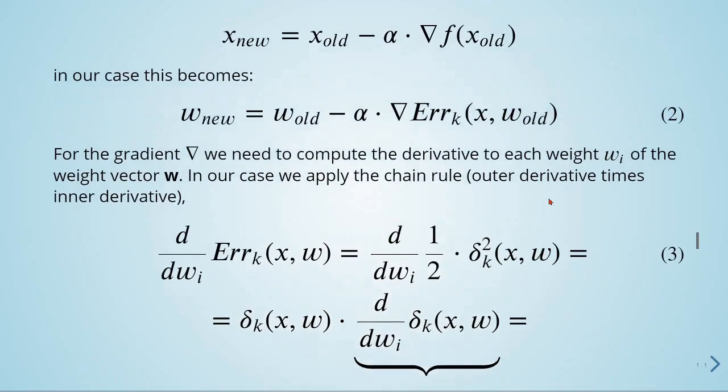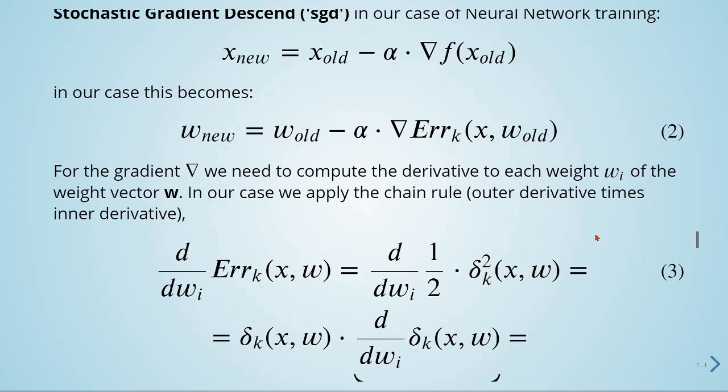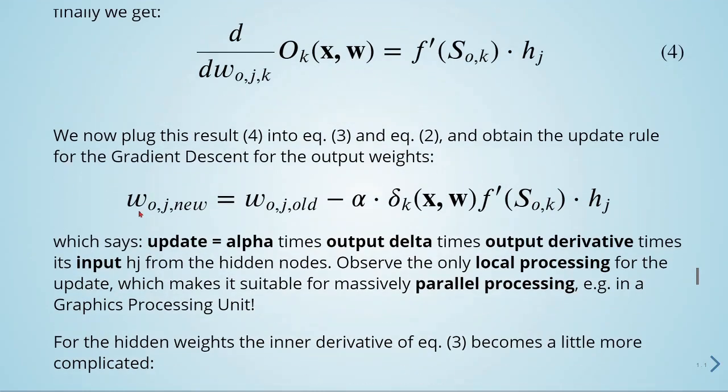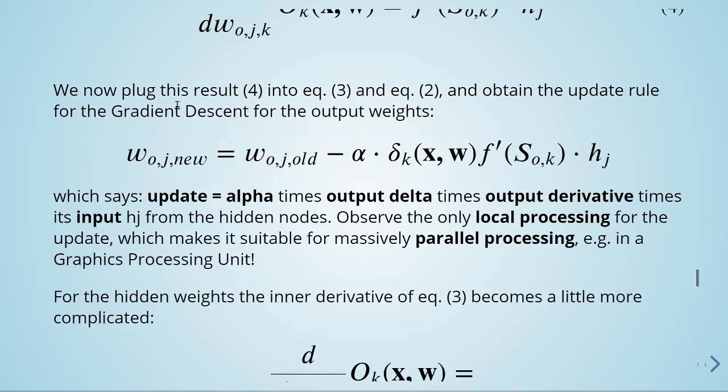So what we're doing is applying the chain rule to calculate derivatives, and then we will have this update rule. That is, the weight o_j new is equal to the weight o_j old minus alpha times delta k of vectors x and w, and the derivative of s of o_k, times h_j. So this update rule tells us that the update is equal to alpha times output delta times output derivative times its input h_j from the hidden nodes.